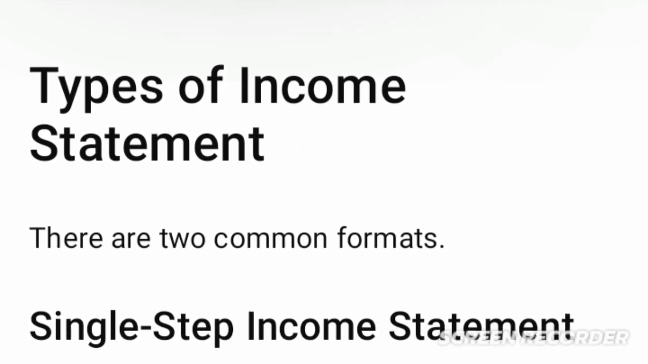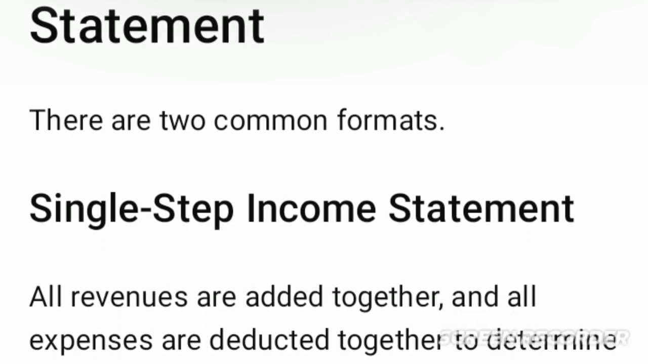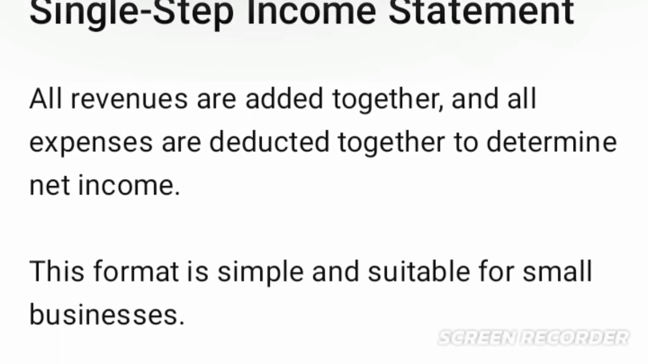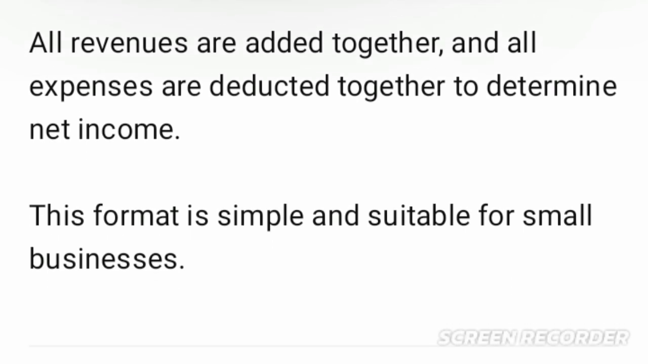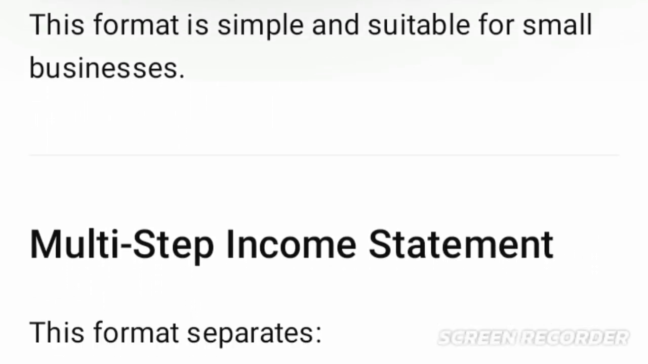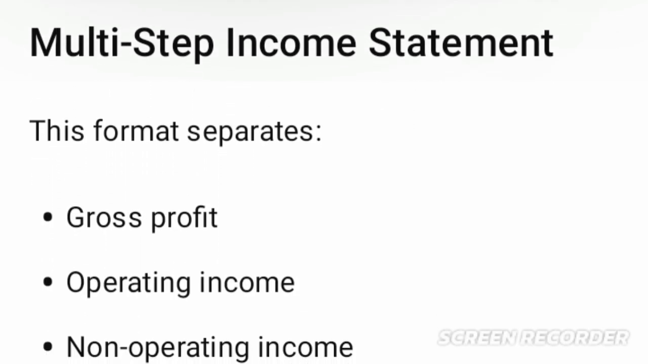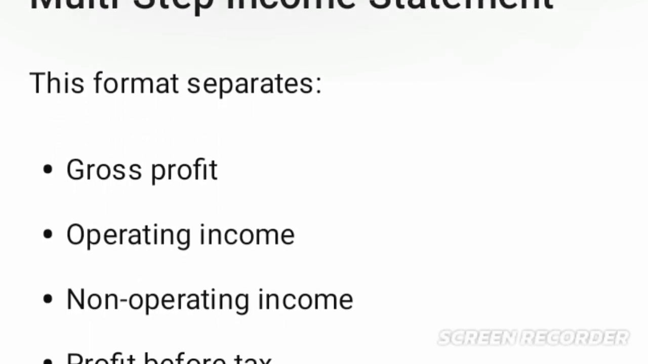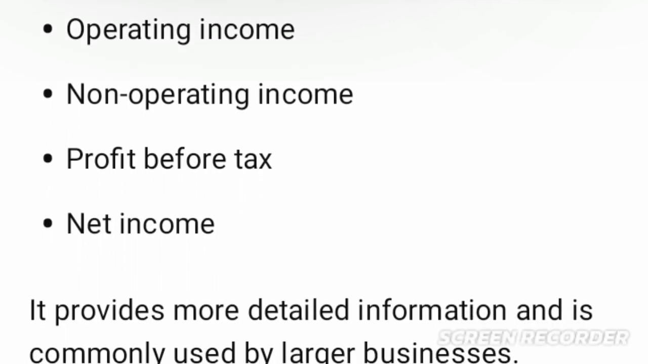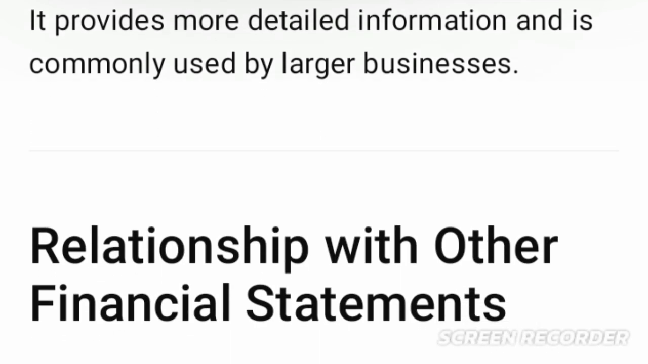Types of income statement. There are two common formats. Single-step income statement: all revenues are added together and all expenses are deducted together to determine net income. This format is simple and suitable for small businesses. Multi-step income statement: this format separates gross profit, operating income, non-operating income, profit before tax, and net income. It provides more detailed information and is commonly used by larger businesses.